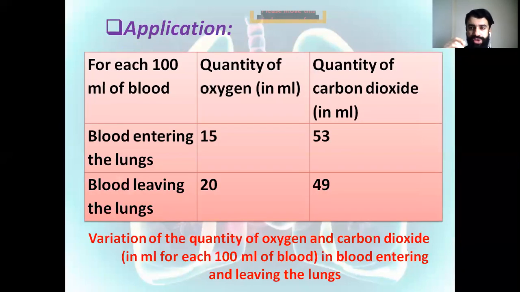Let's move to this application. In this application, we have a table showing the variation of the quantity of oxygen and carbon dioxide. What is the meaning of variation? It means the change in the amount of oxygen and carbon dioxide gases in milliliters. So what is the unit used here? It's milliliter, for the blood entering and the blood leaving the lungs.